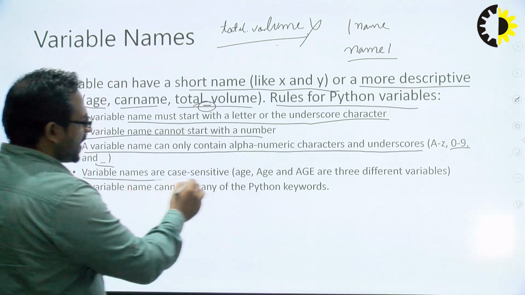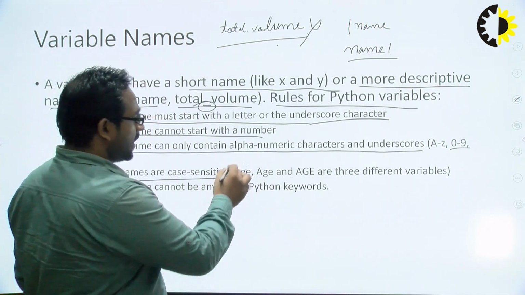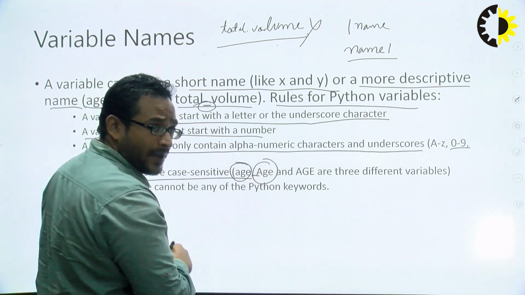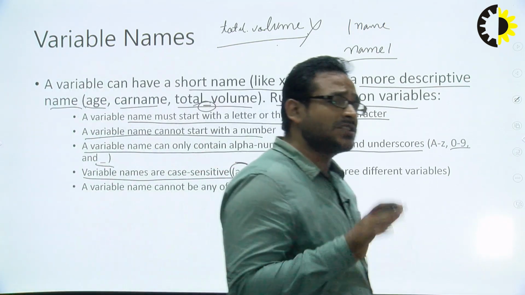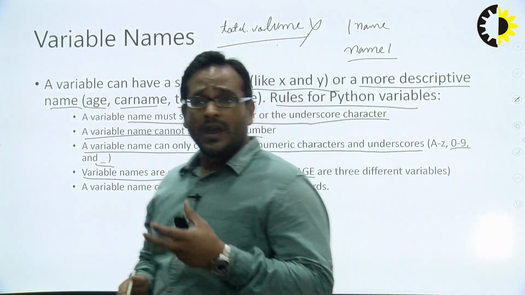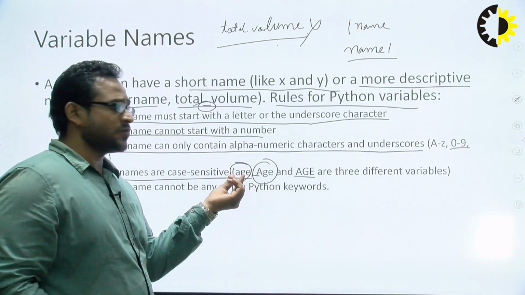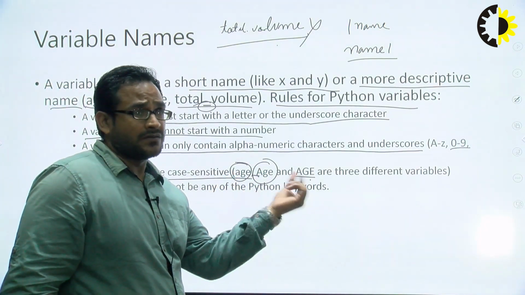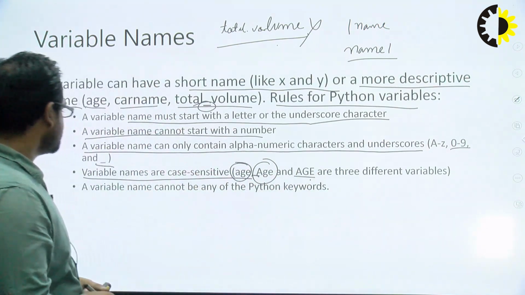I've already discussed that Python is a case sensitive programming language. So for age, you can see this one is small, this age has a capital A, and in this one all the characters are capital. So there are 3 different variables considered by the Python programming language, because it is case sensitive. This is the lower case, this is a capital letter, and this is upper case. So these 3 are different variables, right?